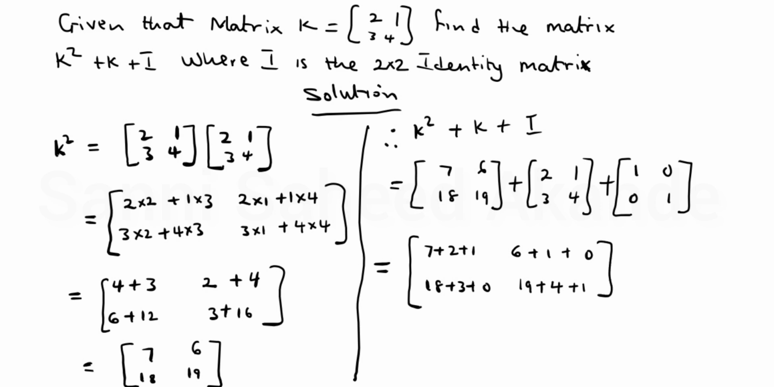Okay, so let's add together. 7 plus 2, 9, 9 plus 1, 10. Then 6 plus 1 plus 0, 7. 18 plus 3, 21. So 19 plus 4, that will be 23 plus 1, 24. Okay, so this is the answer to the question, as simple as you have followed through to this point.